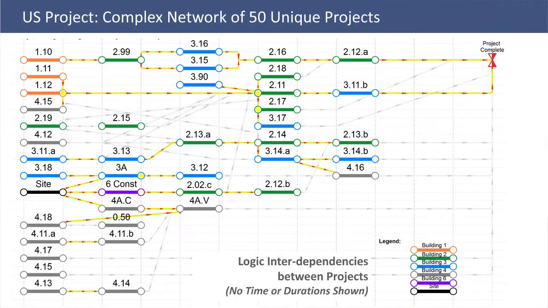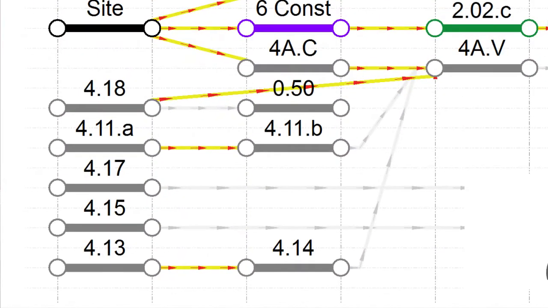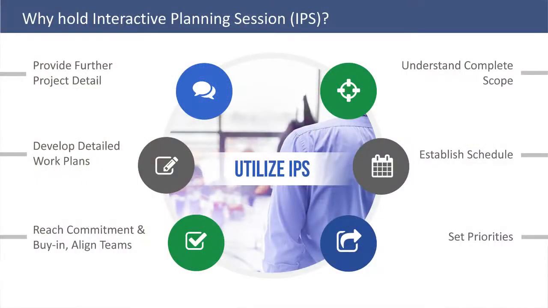All the items on the left have varying float values. You can see that 4.13 and 4.14 don't have a lot after them. So how are we doing schedule development? We're using IPS sessions. We're doing this to get greater detail into the design, into the scope of the work, to fully understand the scope.